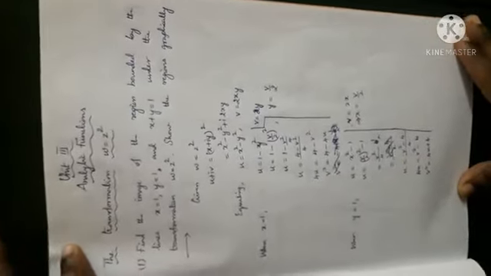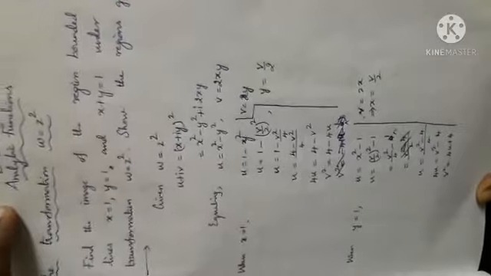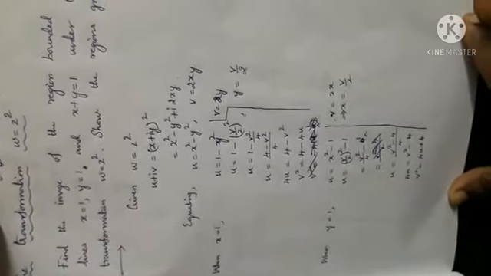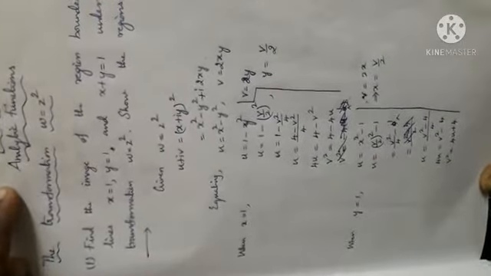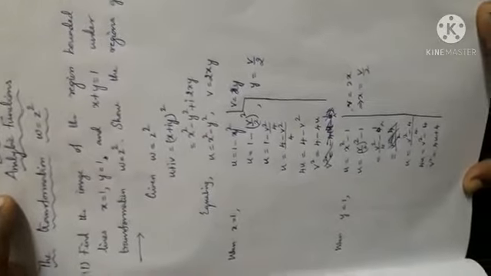Hello students, next comes the transformation W equal to Z square in the unit analytic functions. Let us recall the headings in analytic functions. As you have learned the definition of analytic function and some other simple definitions, then sufficient necessary conditions, CR equations, and prove the function is analytic function and hence find its derivative, right?